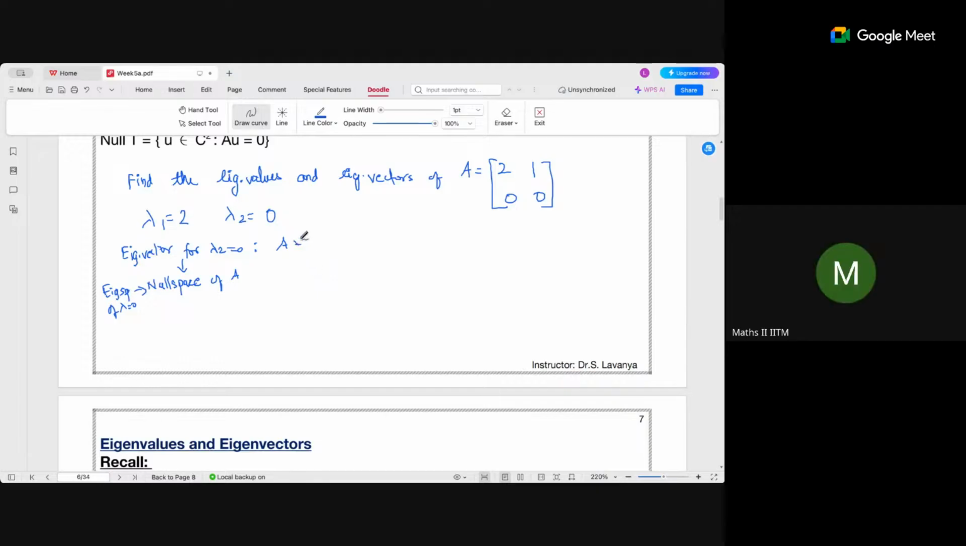So here Av equal to 0 gives 2, 1, 0, 0 times x, y equal to 0, 0. So you have 2x plus y equal to 0. Here you can write the span of 1 comma minus 2. So you can see that 1 comma minus 2 is an eigenvector for lambda 2 equal to 0. Does anyone have questions here?